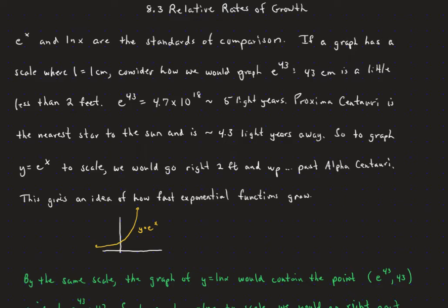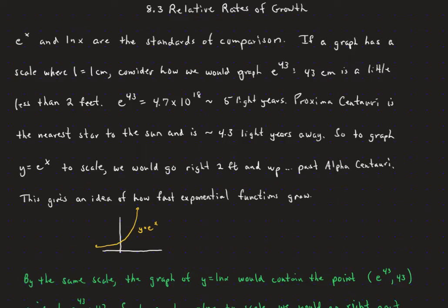If a graph has a scale where one tick mark on our graph is going to be 1 centimeter, then let's consider how we would graph e to the 43. So 43 centimeters is a little bit less than 2 feet. e to the 43rd is about 4.7 times 10 to the 18th power, which is about 5 light years. Proxima Centauri is the nearest star to the sun, and that's about 4.3 light years away.